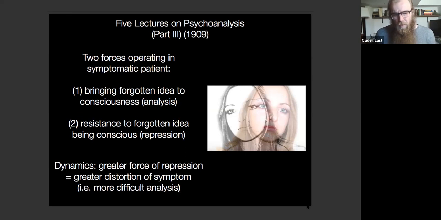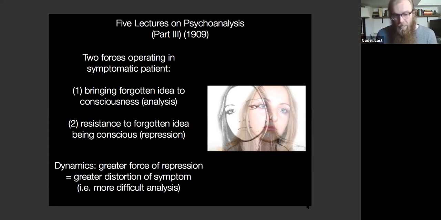So starting out here, this is sort of a rehash of the second lecture, basically, that there are two forces operating in not just the symptomatic patient, but basically all human beings to different degrees. One, in analysis, the attempt to bring a forgotten idea to consciousness, and two, the resistance to the forgotten idea being conscious, namely the mechanism of repression. And here, of course, this is where Freud is emphasizing the importance of free association over, sorry, not over hysteria, rather over hypnosis.